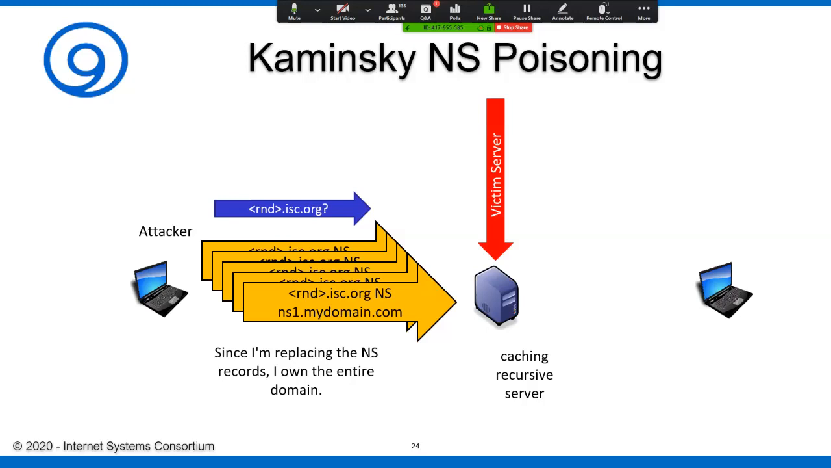So at this point, since I'm replacing the NS records for isc.org, I own the entire domain. The victim server, the caching recursive server, now asks ns1.mydomain.com for anything that is in the domain isc.org. So in this case, the answer that's given back, obviously it's not the NS record, but it is what is responded to by the name server at ns1.mydomain.com. Now that's really cool. That's a really nifty attack. You can actually do this with a shell script and netcat from the bad guy's perspective.